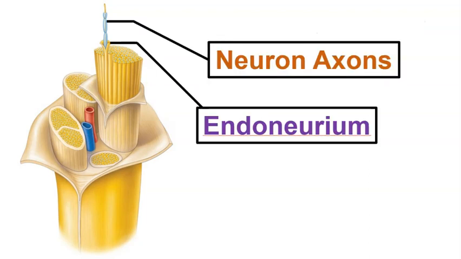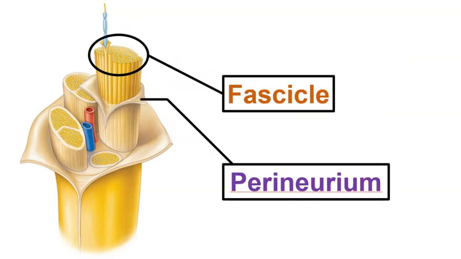Individual neuron axons within the nerve are surrounded with a delicate, loose connective tissue that's called the endoneurium. Individual neuron axons are clustered together in small bundles within the nerve that are called fascicles. The fascicle has a layer of fibrous connective tissue that is called the perineurium that holds the fascicle together.